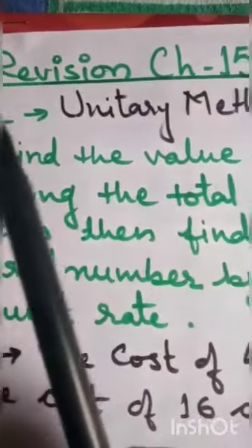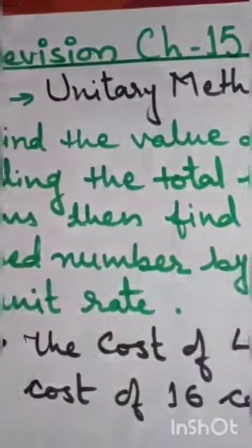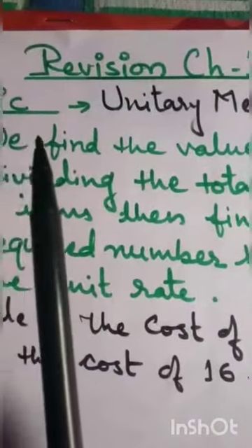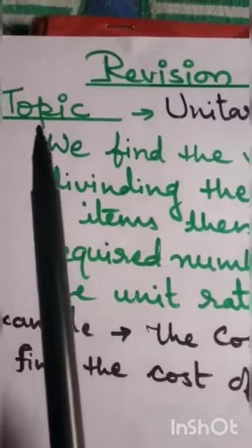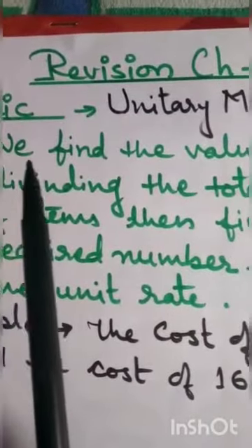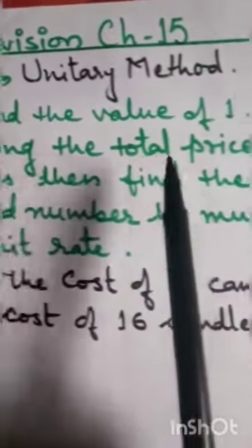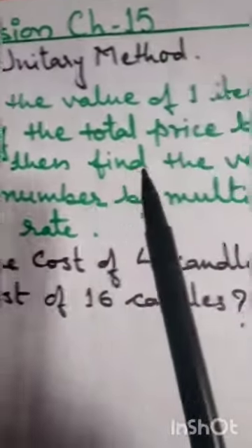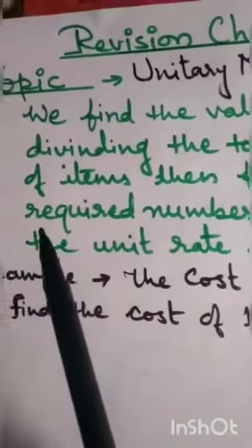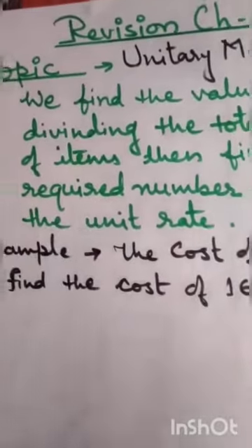Children, let us revise chapter 15, Commercial Arithmetic. In this chapter, 3 topics are given. First is the unitary method. In this, we find the value of one item by dividing the total price by the number of items. Then we find the value of the required number by multiplying by the unit rate.